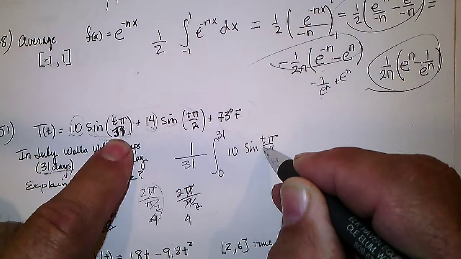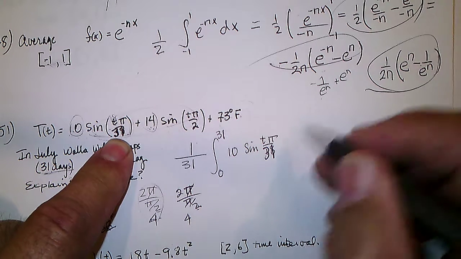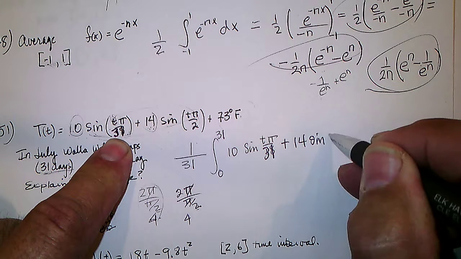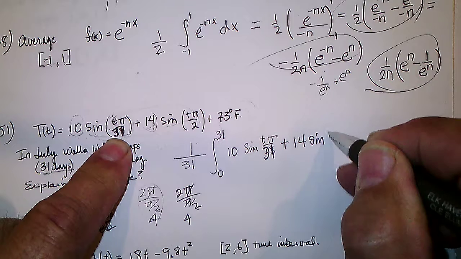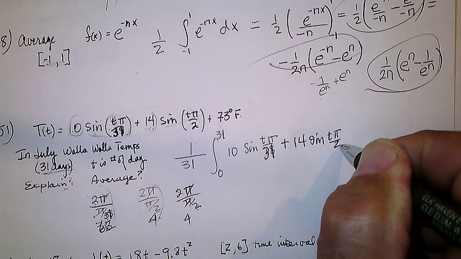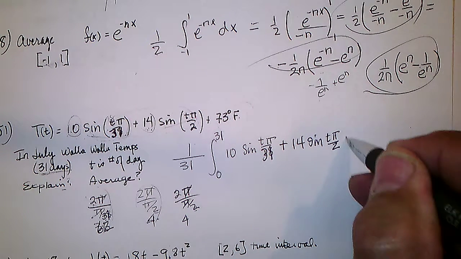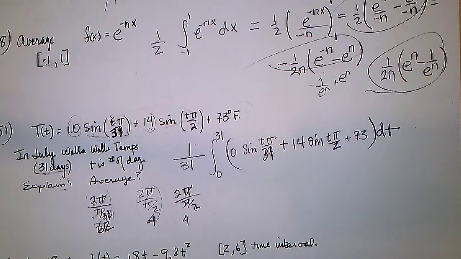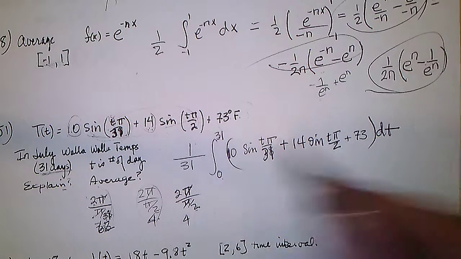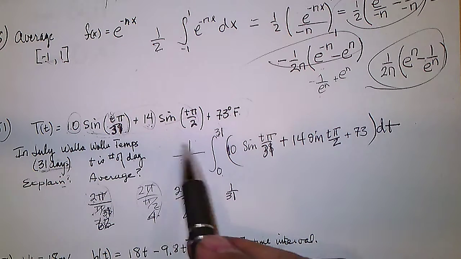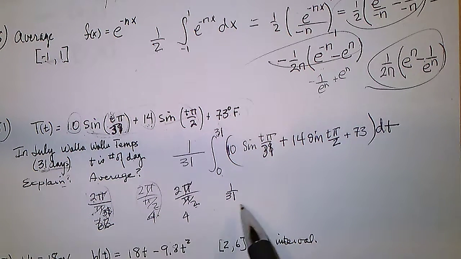This is over 31 plus 14 sine t pi over 2. One more look at that. T pi over 2 plus 73 dt over the 31 t days. So we've got 1 over 31. That's 1 over b minus a, end of July minus beginning of July, 31 days.